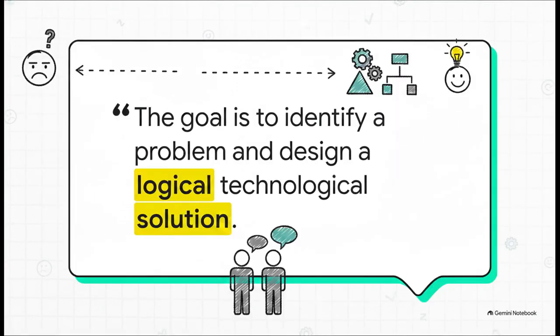And when you finally stand up there in front of everyone to pitch your brilliant idea, please keep this one vital truth in mind. The goal here is not to create the most complicated feature-packed app. The goal is to identify a human problem and design a logical, elegant technological solution. So, whatever you do, don't just stand up there and read your poster word for word. Use it as a visual aid to support the story you're telling. You want to sell the fact that you identified a real frustration and you engineered a clean, logical path to fixing it.